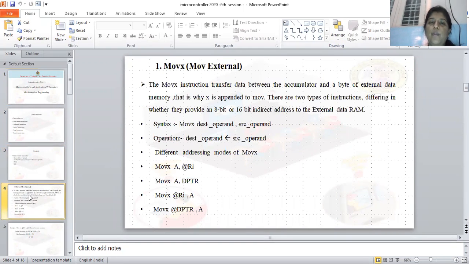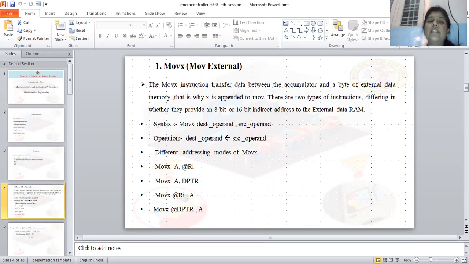Let me consider the MOVX instruction of the data transfer. The MOVX instruction transfers data between the accumulator and a byte of external data memory. That is why the X is appended to move. There are two types of instructions, differing in whether they provide an 8-bit or 16-bit indirect address to the external data RAM.